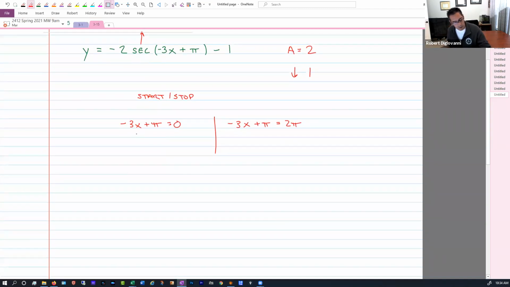Okay, here we go. So on the first one, I move pi over. And then I divide by -3, I get pi over 3. On the other one, I subtract pi. So 2 pi take away pi gives you pi. And then I divide by -3, I get x is negative pi over 3. Good with that?